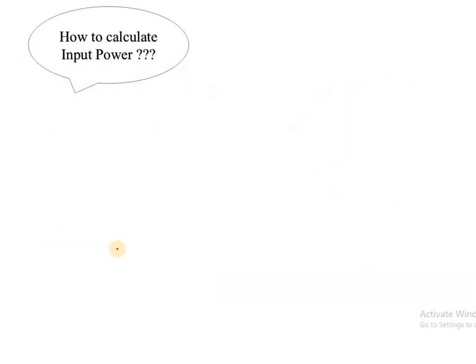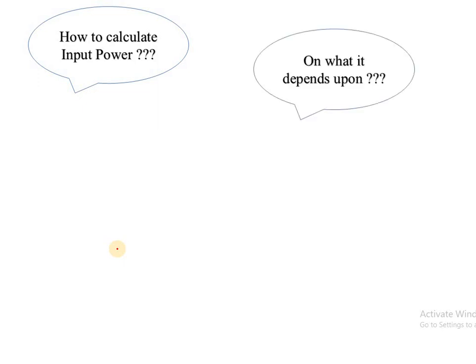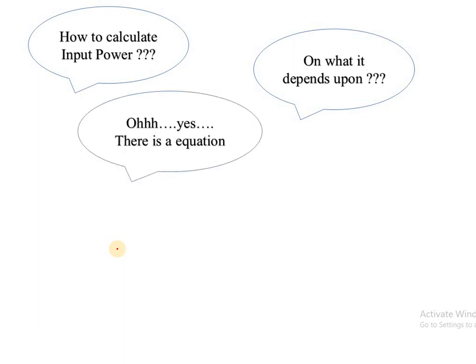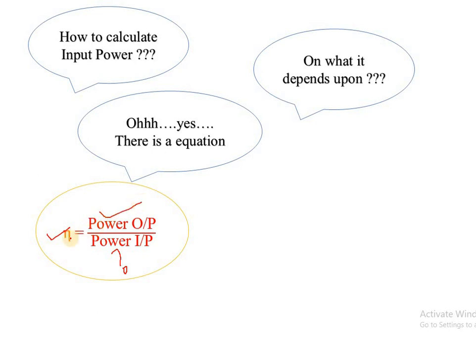So how to calculate input power? Think over it. On what does it depend? You have to calculate input power, then think on what it depends. Oh yes, there is one equation: efficiency equals power output upon power input. What you have to calculate is the input power, so you should know the efficiency and the output power. So your main aim is to calculate first these 2 values and then the input power.